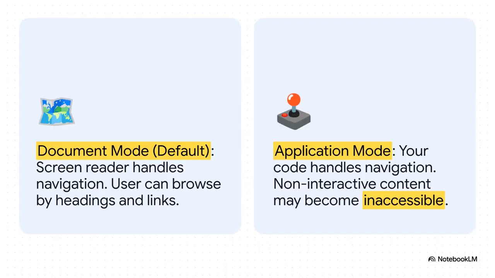And this just creates two completely different worlds. In the default document mode, the user is in charge. They can explore, jump around, and get the lay of the land. But in your application mode, they're stuck on the railroad tracks you've built. Any content that isn't an interactive part of your custom setup, it might as well be invisible, because the user has no way to even get to it.